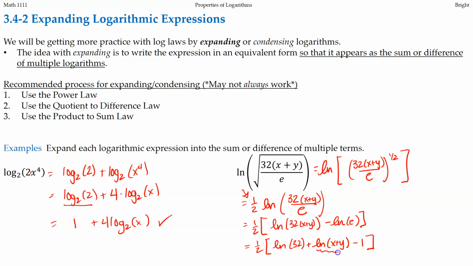Now, some of you may want to try to separate this natural log of x plus y, but again, there's no logarithm property for a sum inside of a logarithm, so we have to leave it. And that's your final answer. So when expanding, we want to take a logarithm and try to write it as many logarithms as possible. It may be 2, maybe 3, it could be 4, I don't know. Make sure to pay attention to this, and when we go into class, we'll get some additional practice with this.